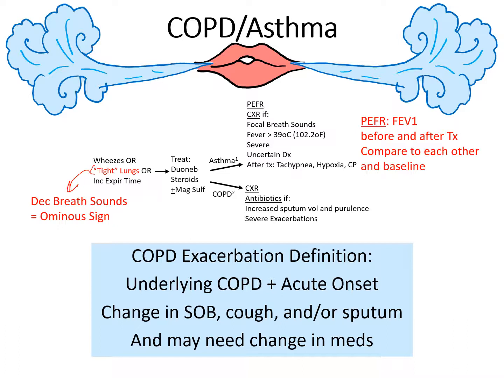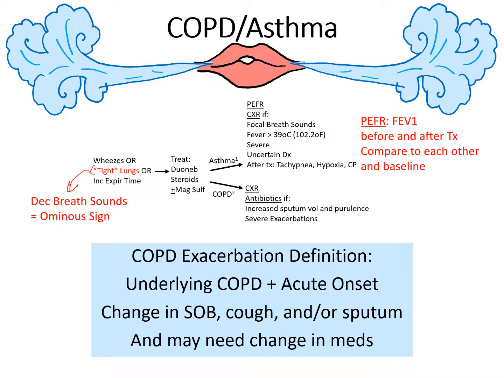I usually put it all into context, as if someone is significantly hypoxic at 79% on room air and in severe respiratory distress, but their lungs have good air entry with mild expiratory wheezes, it's unlikely that their severe dyspnea is due to a COPD exacerbation.